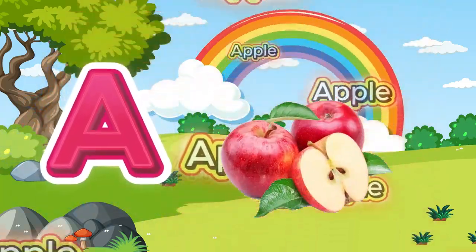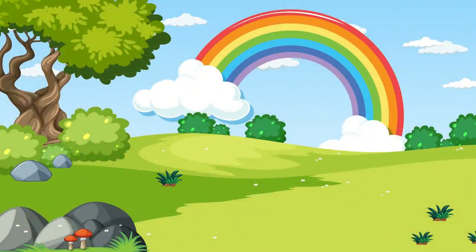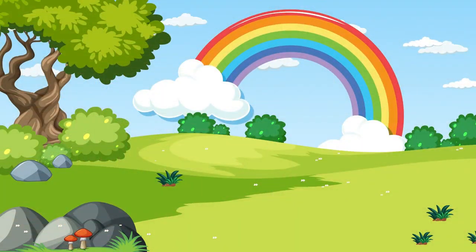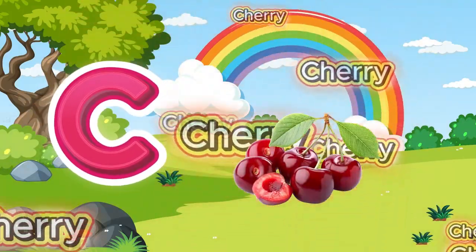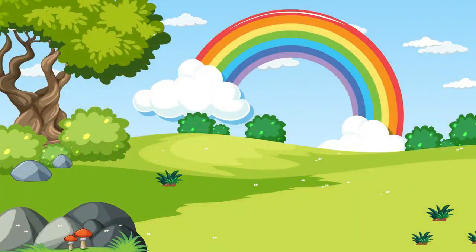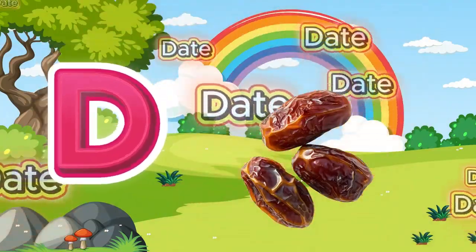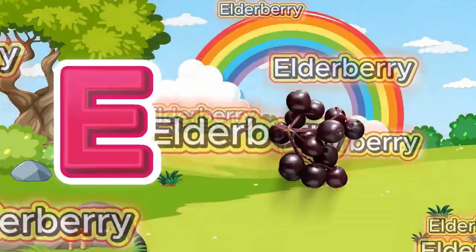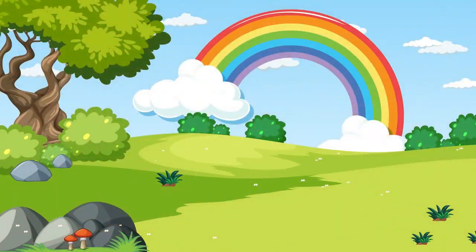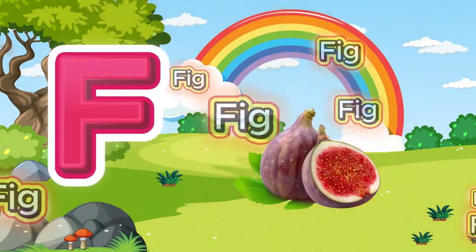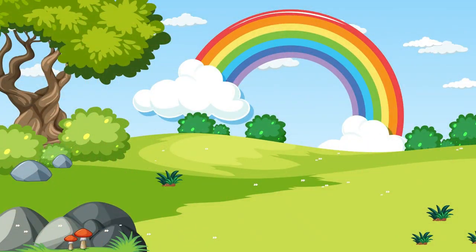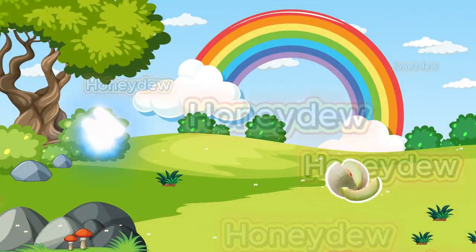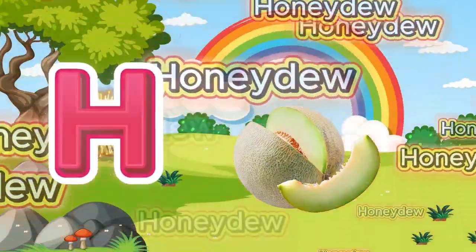A is for apple, apple. B is for banana, banana. C is for cherry, cherry. D is for date, date. E is for elderberry, elderberry. F is for fig, fig. G is for grapes, grapes. H is for honeydew, honeydew.